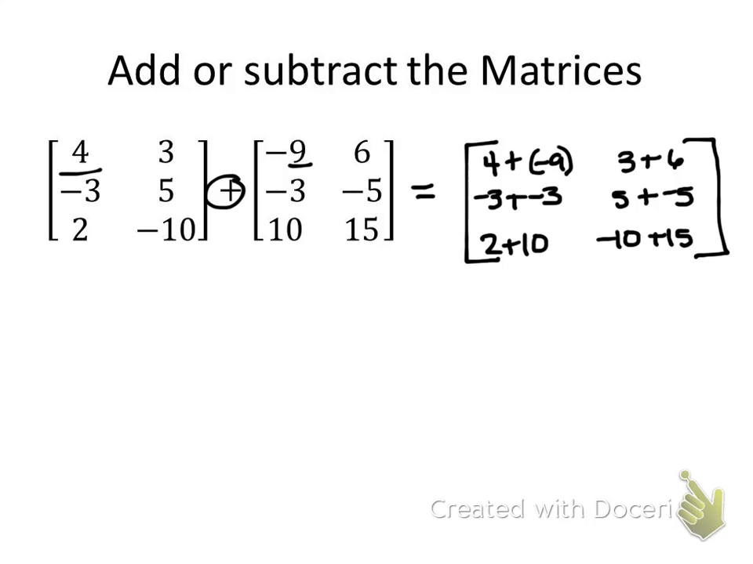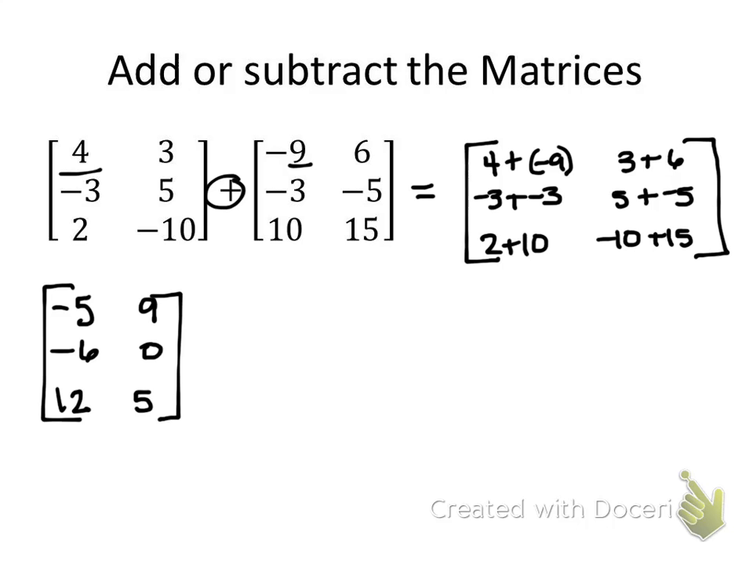So what is 4 plus negative 9? Negative 5. 3 plus 6 is 9. Negative 3 plus negative 3 is negative 6. 5 plus negative 5 is 0. 2 plus 10 is 12. And negative 10 plus 15 is 5. And this would be my final answer here. All you got to do is simplify the matrices.